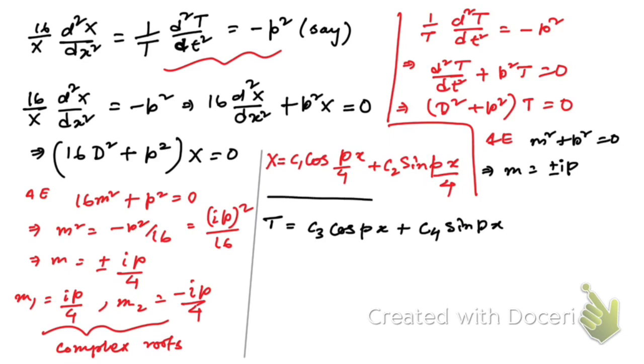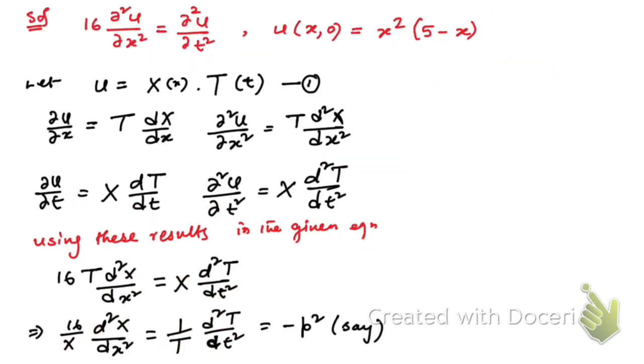So we have got X and we have got T. Let us use these two here in this equation number 1. Then we're going to have u, right?